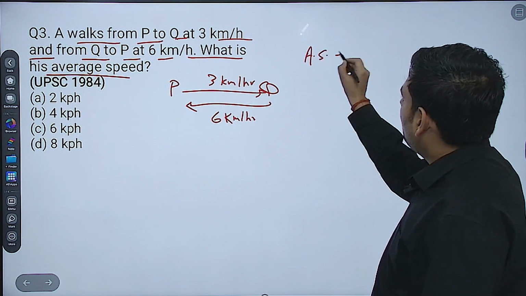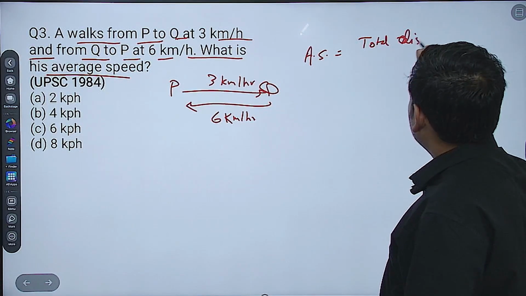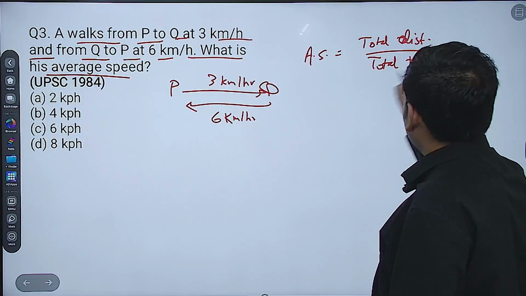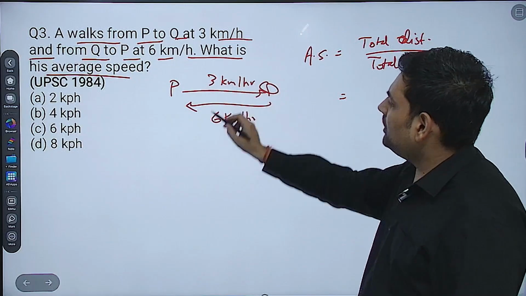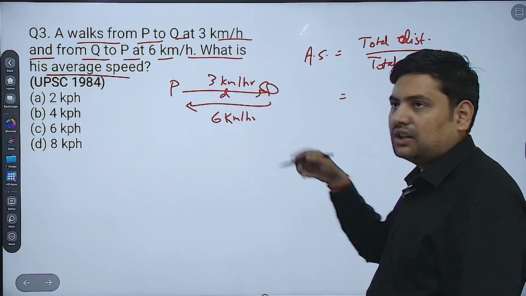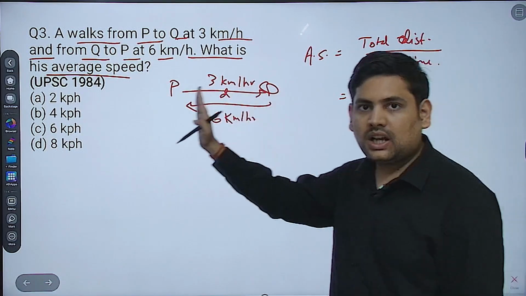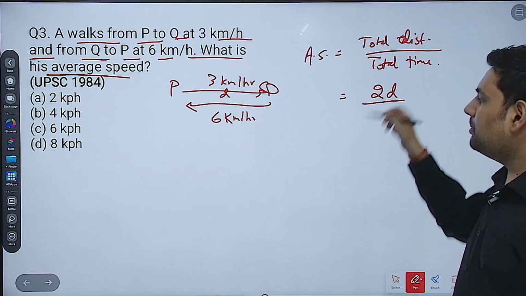Average speed, the basic formula remains the same, that is total distance upon total time. Now, what is the total distance? Let's say I assume the distance between P and Q is d. So now total distance will be what? d it goes and d it comes back. So total distance is 2d divided by total time.